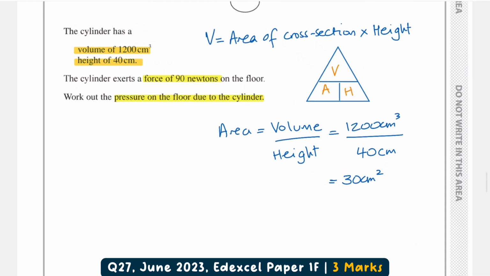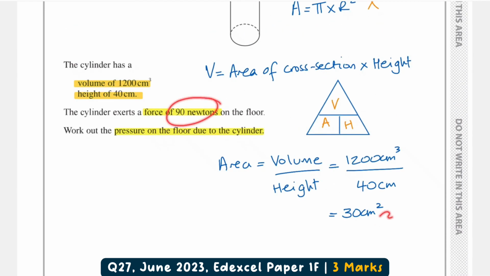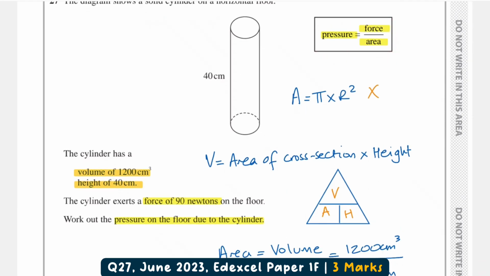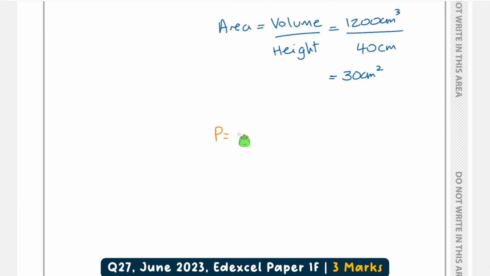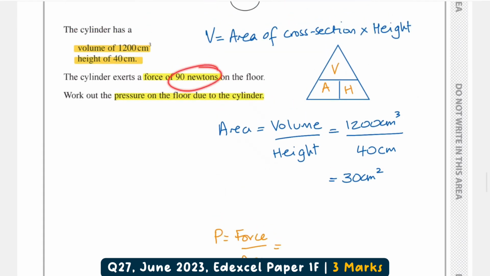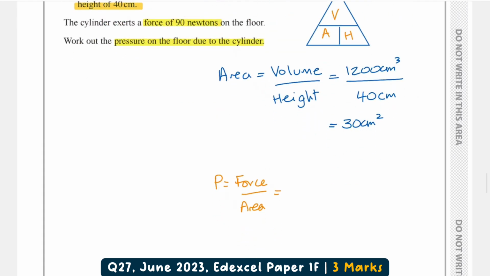So going back to the question, now that we know what the force is and what the area is, we can work out the pressure using the formula we've been given here. So pressure is force divided by area. From the question, we know that the force is 90 newtons. So we're going to put 90 newtons here, 90 newtons divided by, and we're going to use the area we worked out here, which is 30 centimeters squared.